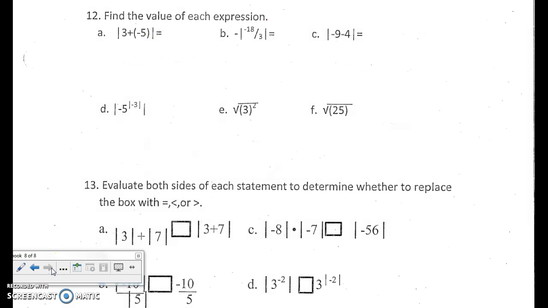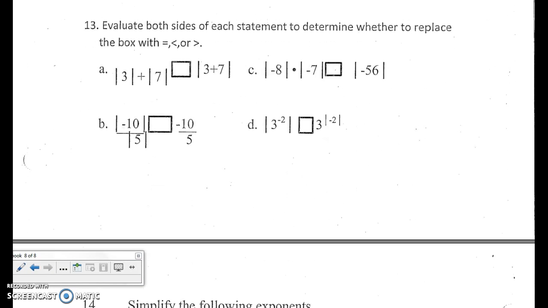All right, so some more absolute value. Similar to the ones above, we're going to take it step by step. How far away is 3 from 0? Well, it's 3. How far away is 7 from 0? 7. And so now we have 3 plus 7. Well, 3 plus 7 is 10 on this side. Then over here we have 3 plus 7 on the inside, so we have 10. And how far away is 10 from 0? 10. So this one should have been equal.